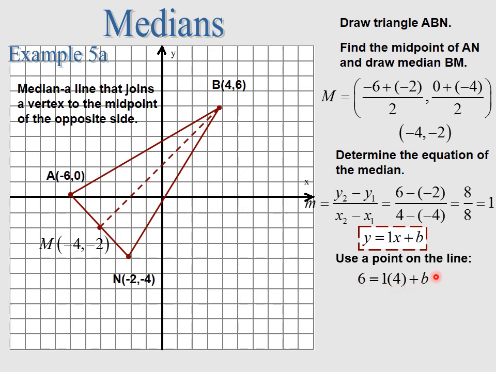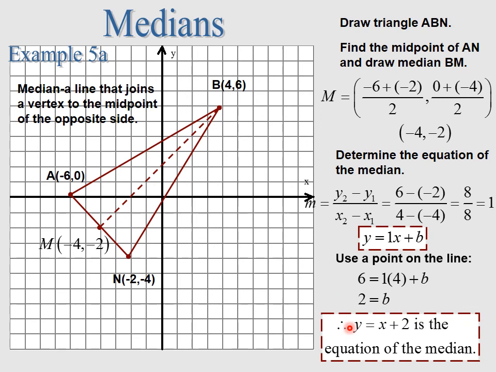Now we just have to solve for b. So 1 times 4 will be 4, and that taken over to the other side will be a negative 4, so we do 6 minus 4 is 2, b is 2. And we're not quite done yet. We have to write our equation of our median line, which is written like this. So always have a therefore statement. Y equals 1x plus 2 is the equation of the median.